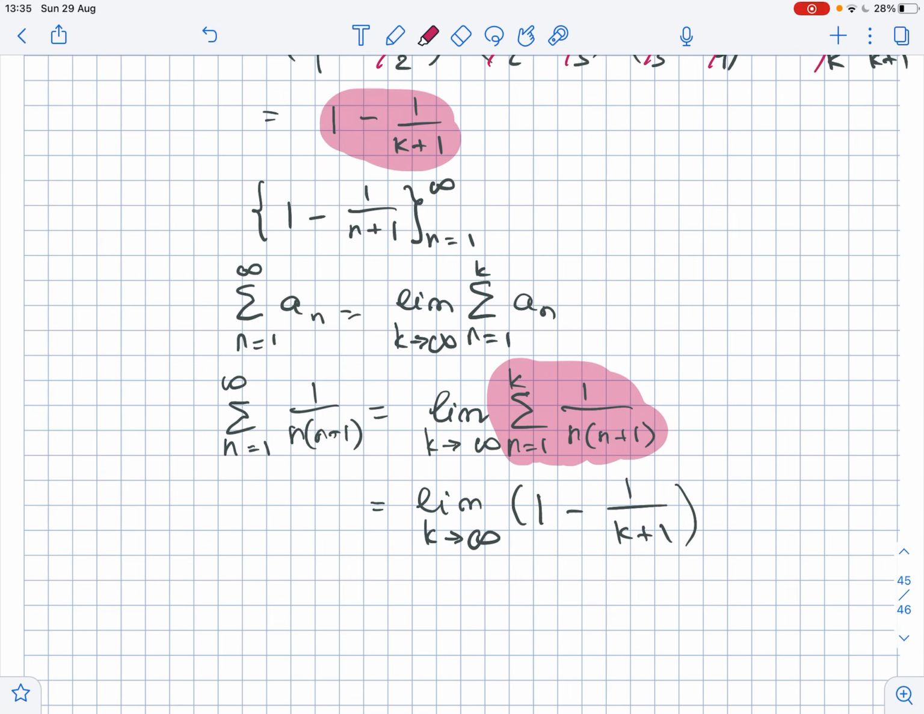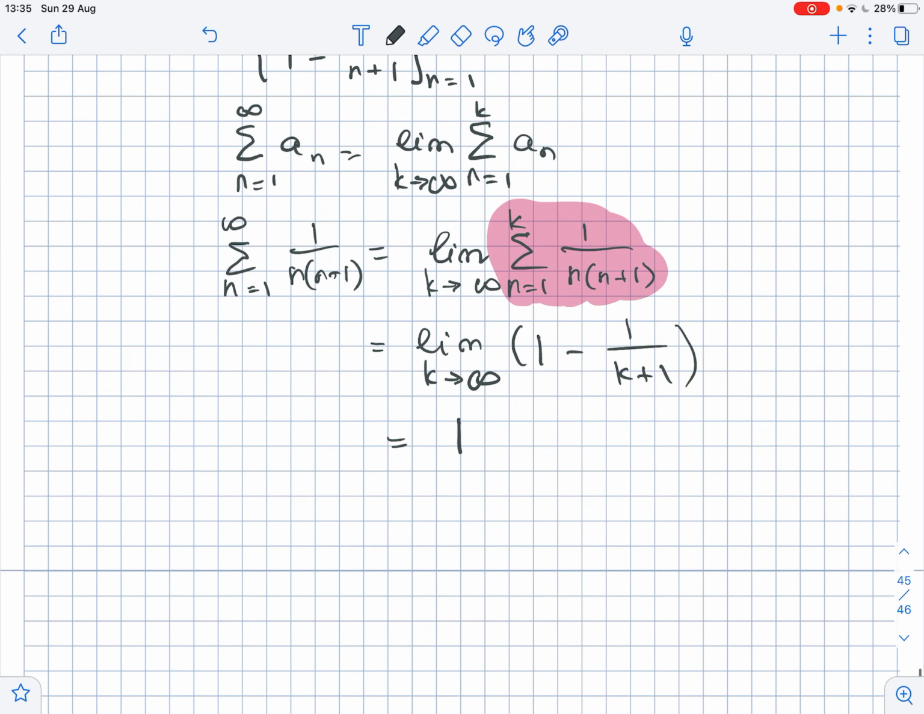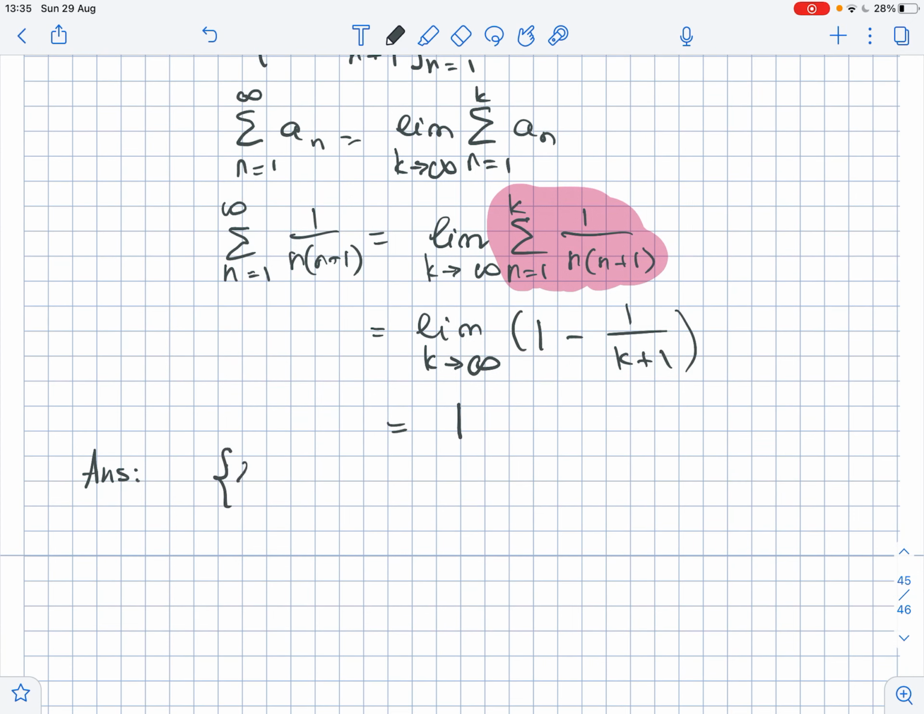So we have substituted our summation notation with the expression which we have just found. So we get that this equals 1. That means that our series is convergent and it converges to 1. So let's write down our answer. First of all, the sequence of partial sums is 1 minus 1 over n plus 1 from n equals 1 to infinity, and the series is convergent.